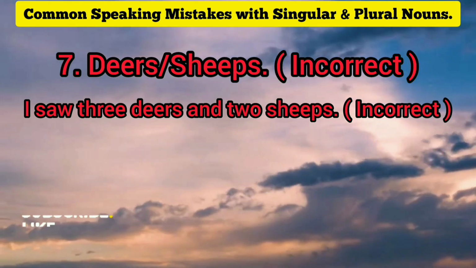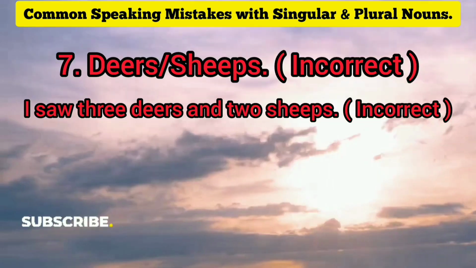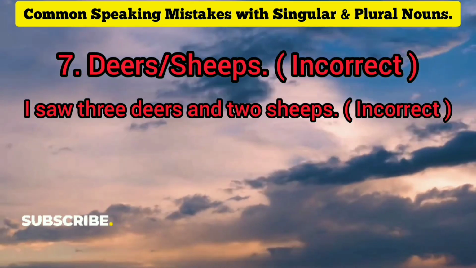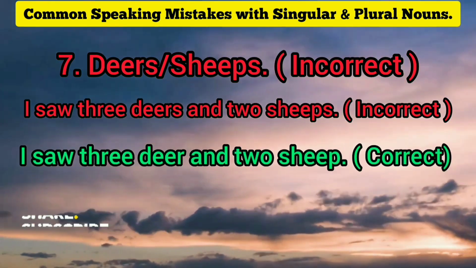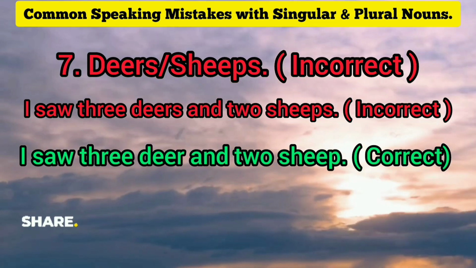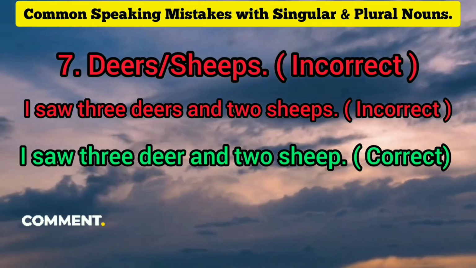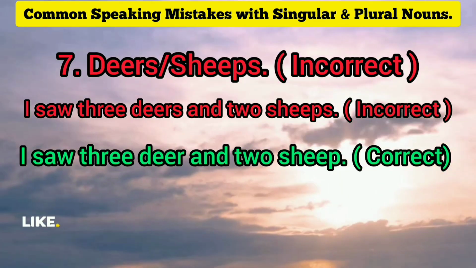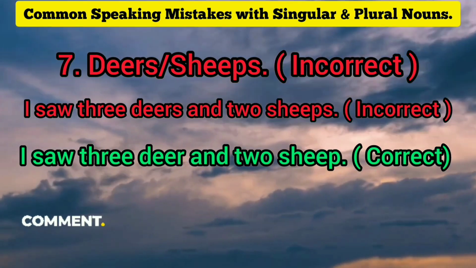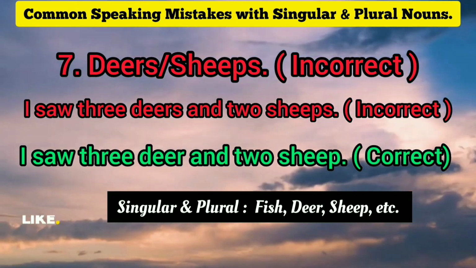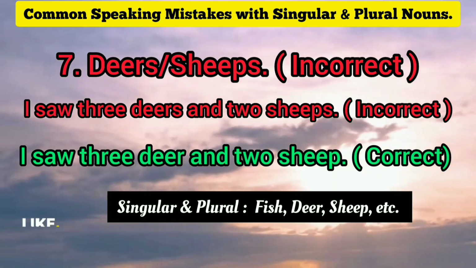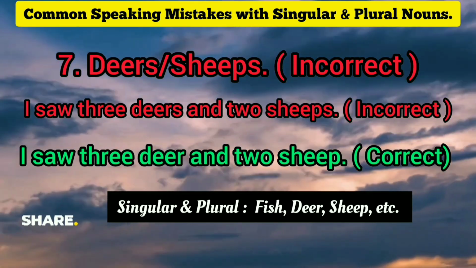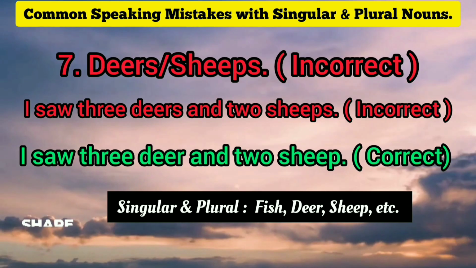So as you see the example, I saw 3 deers and 2 sheep. Totally incorrect as it's an irregular plural noun, as the noun deer is both singular and plural, and same with sheep. So the correct one is I saw 3 deer and 2 sheep. So it does not change as it is an irregular plural noun, and in case of some irregular plural nouns, the plural form is the same as the singular. So I'm quite sure it's crystal clear. And next time, do not say I saw 3 deers or I saw 3 sheeps. I saw 3 deer, I saw 4 sheep.